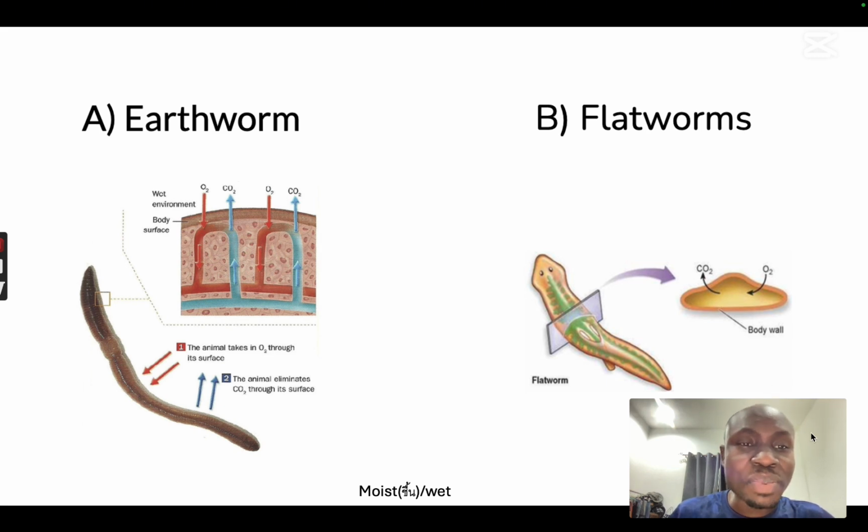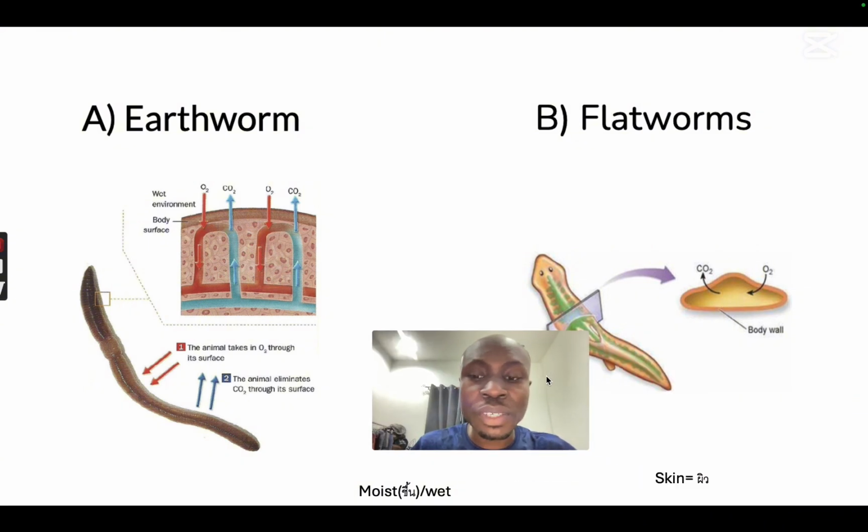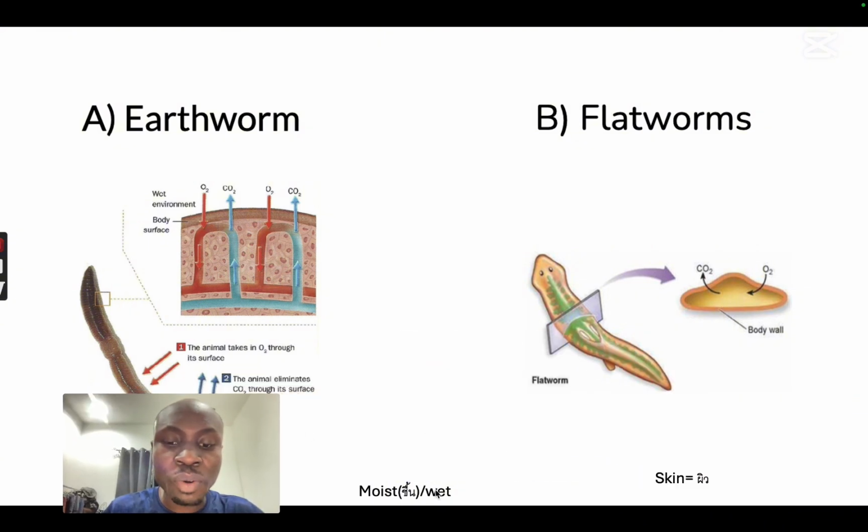The next example is flatworms. Just like earthworms, flatworms have moist skins. The oxygen in the air or in the water, sometimes they are in the water, can move into the body, and carbon dioxide in the body can move out into the air or into the water.